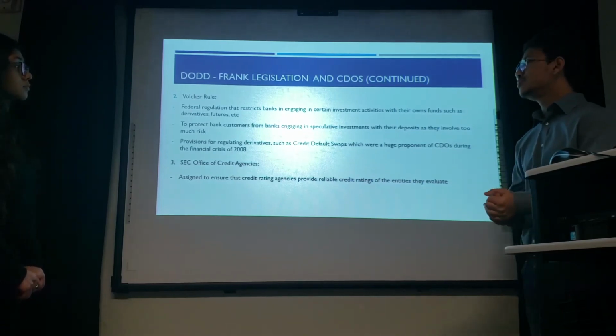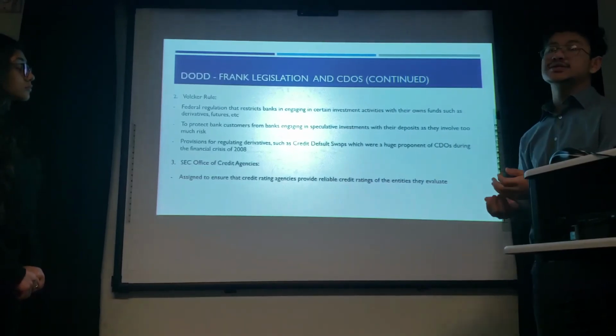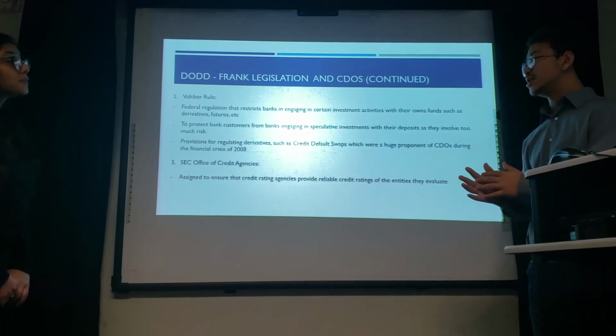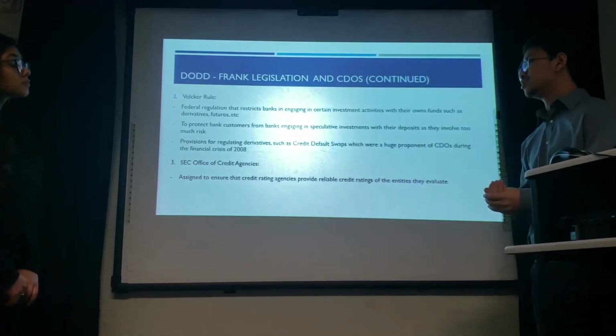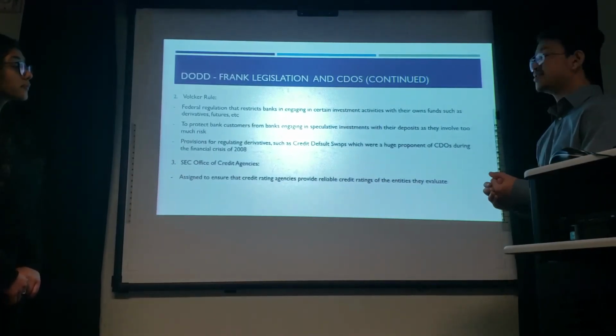The other component would be the SEC Office of Credit Ratings, as this was created because they wanted to address the issue of the credit rating agencies and how their ratings didn't really match the underlying collateral of the CDOs. And this office is assigned to ensure that the credit rating agencies provide reliable credit ratings of the entities that they evaluate.